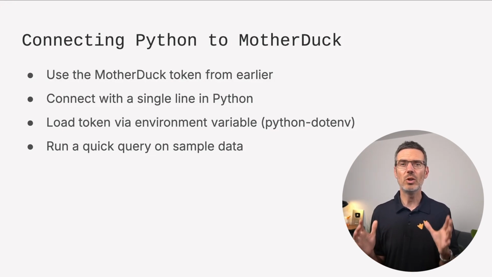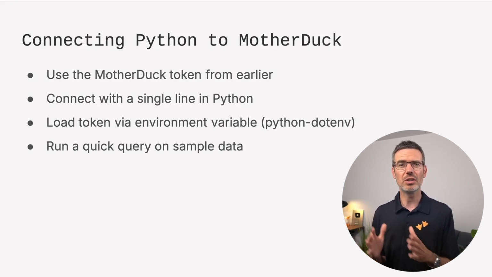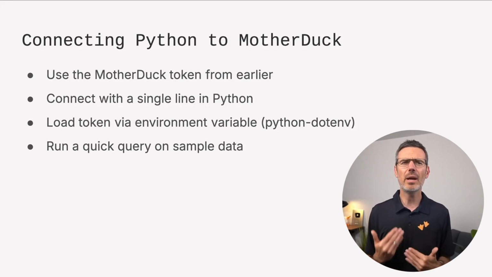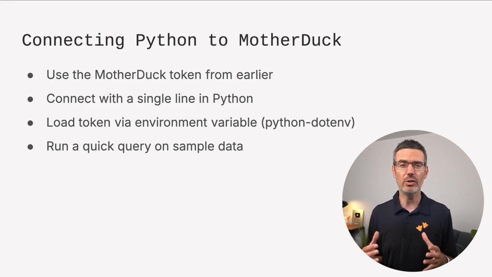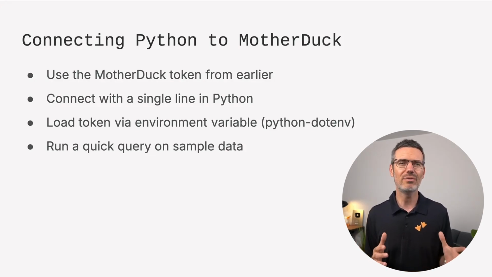Now, of course, we don't want to hard-code the token directly into our script. The clean way is to load it from an environment variable. To make that easy, we'll just use the python.env library. It reads the token from a small .env file and makes it available to our code.